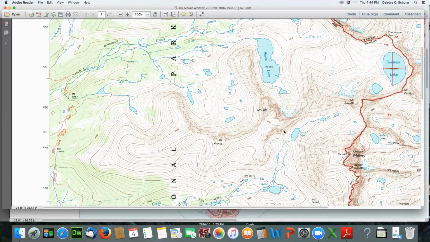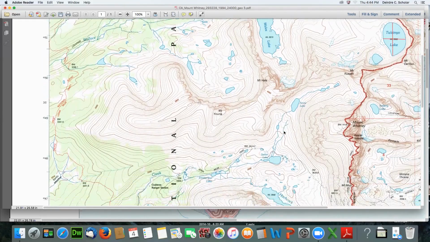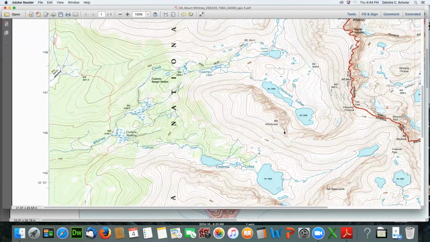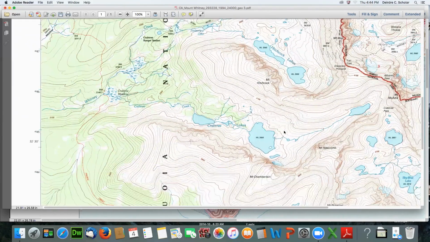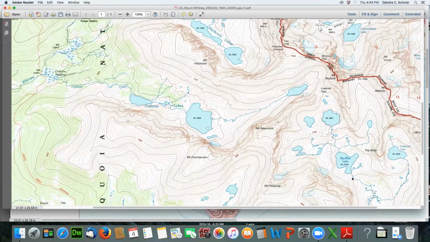The next question asks about a lake called Sky Blue Lake. So first thing we want to do is find Sky Blue Lake. And here it is. We're asked, what is the water level? What is the elevation at the level of the water? Here on our USGS maps, and you'll notice on many of these lakes, even some lakes that don't have names, we do have water levels. So WL stands for water level, and that would be 3,519 meters.